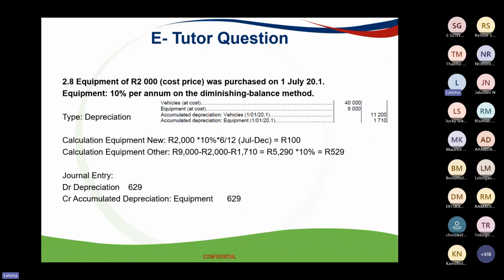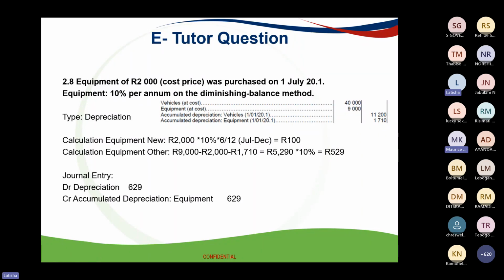But next year, if we were now in 20.2, this new equipment would be 2,000 minus 100, because the 100 would be the accumulated depreciation, multiplied by the 10%. So I hope that makes sense.